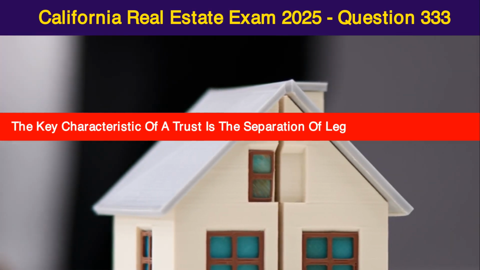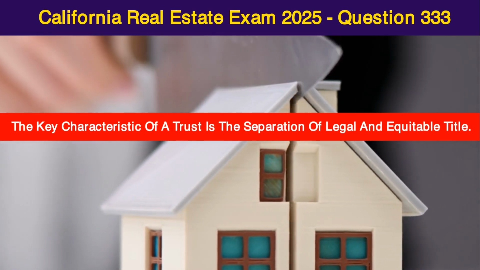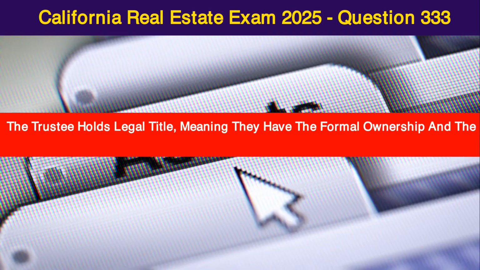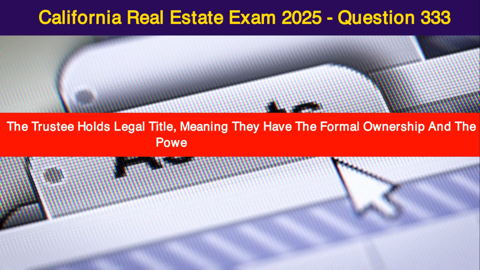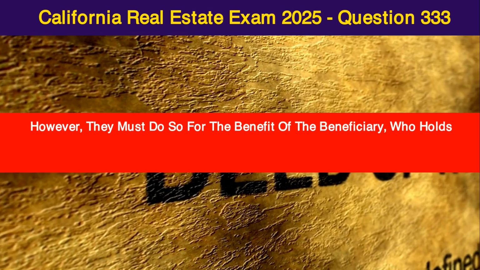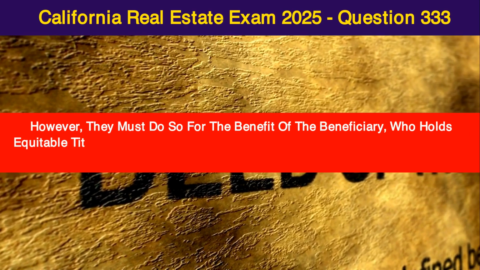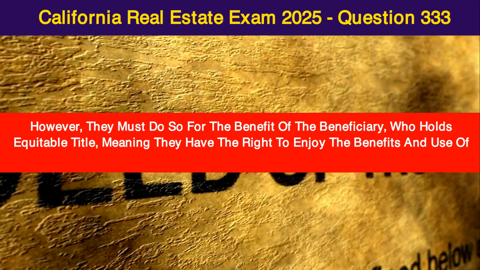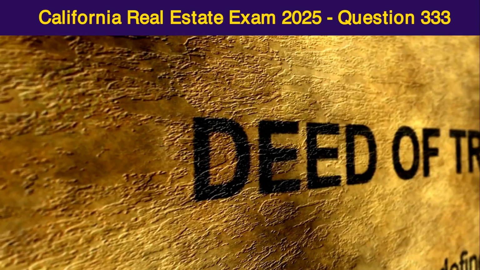The key characteristic of a trust is the separation of legal and equitable title. The trustee holds legal title, meaning they have the formal ownership and the power to manage the assets. However, they must do so for the benefit of the beneficiary, who holds equitable title, meaning they have the right to enjoy the benefits and use of the trust property.